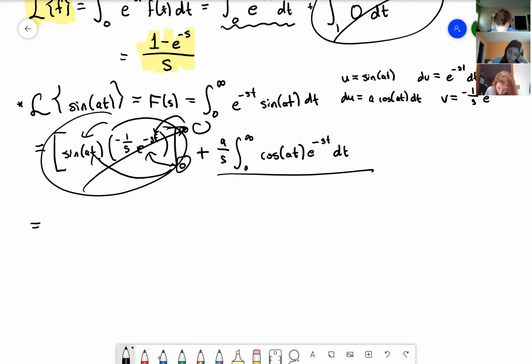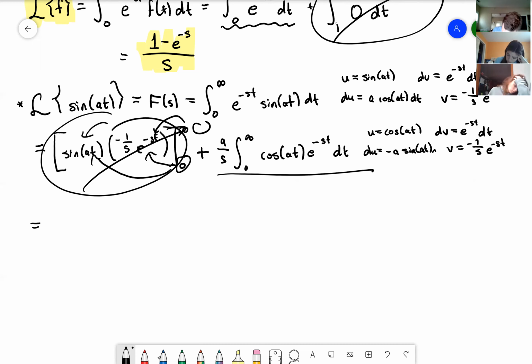Integration by parts one more time. It looks like it would go on forever, but if you remember, it doesn't. We have e to the minus st dt, du is equal to negative a sine of at, and v is equal to, again, negative 1 over s e to the minus st.